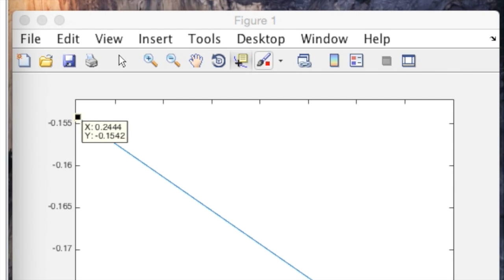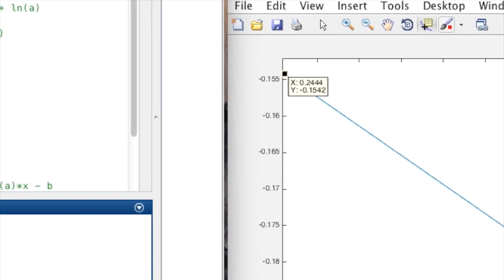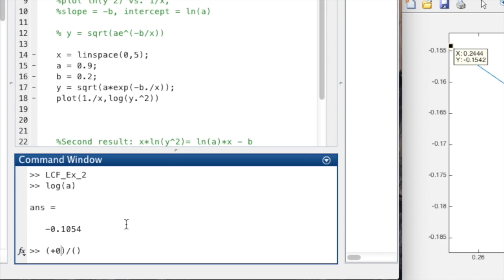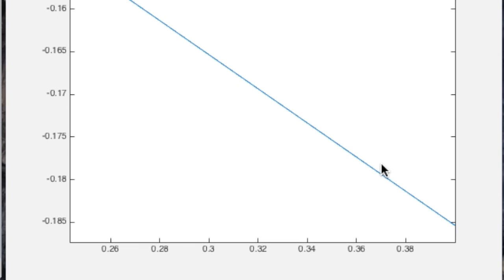So let's type in those values. In the numerator we'll have y2 minus y1, so we have negative 0.1542. Because it's negative, it'll be plus 0.1542, and in the denominator we have x2 minus x1, which is 0.2444. And let's just pick any other point along here with our data cursor tool.